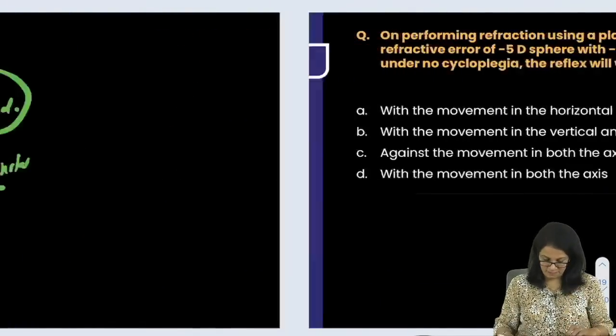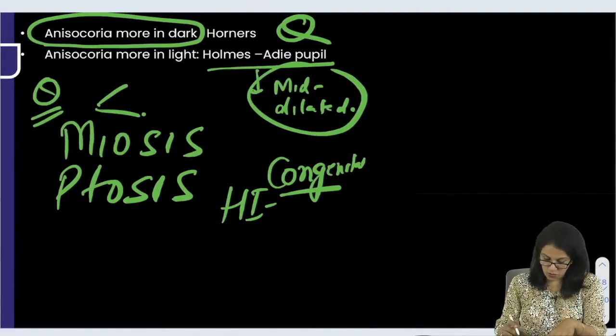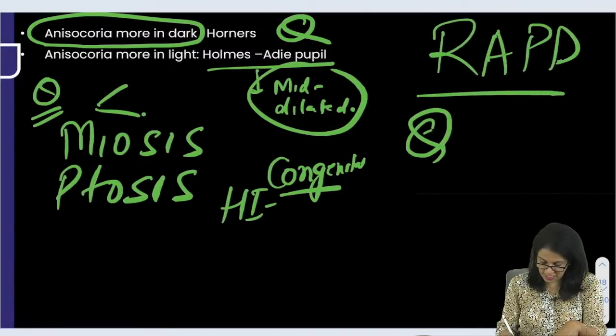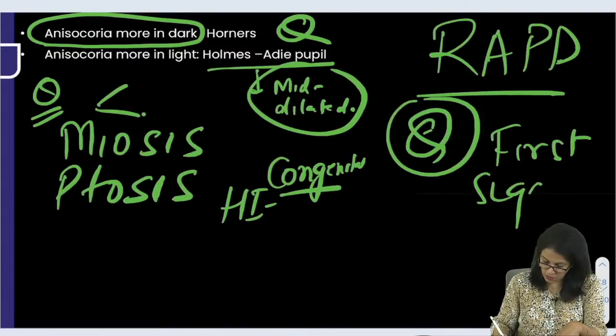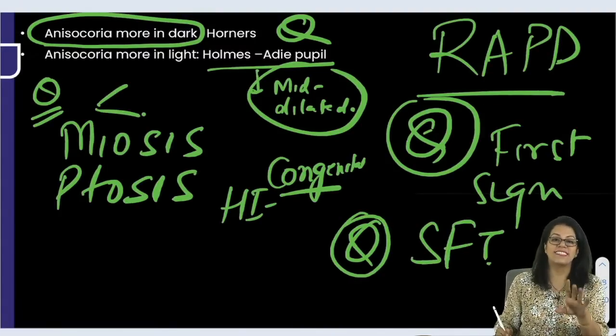One last question on the pupillary reaction, all of you. Of course, you know what a relative afferent pupillary defect is. Please remember, this is the first sign of optic nerve disease. This is one question and it is diagnosed by the swinging flashlight test. We will not forget this and we will revise this.